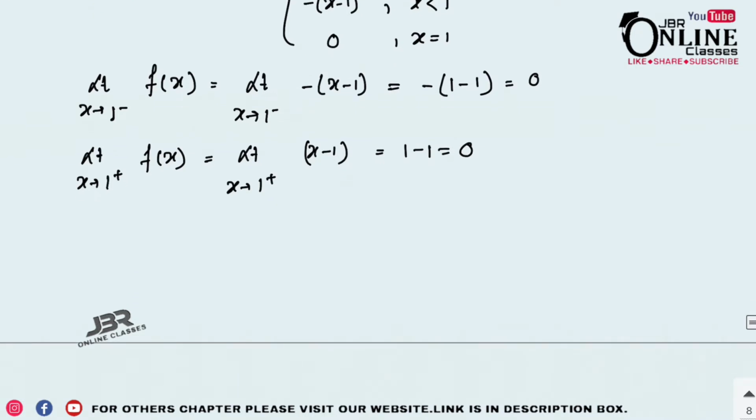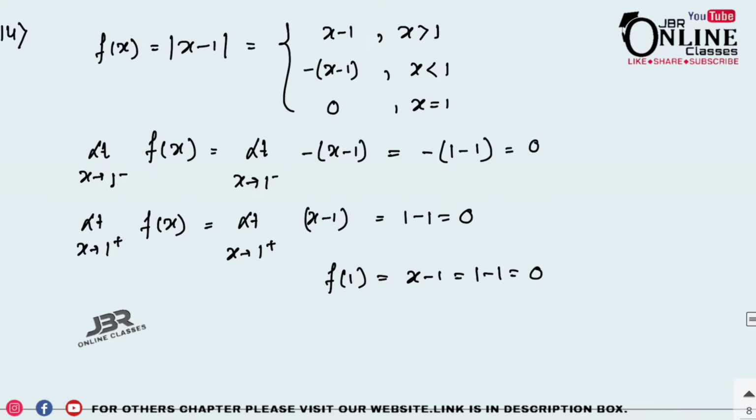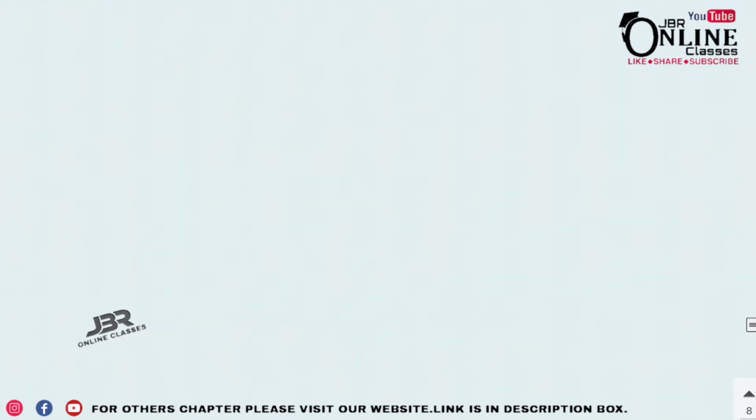Now just check for f(1). So f(1) equals x minus 1, that means again 1 minus 1, and that one equals also 0. So definitely f is continuous at x equal to 1. Now next, sum number 15. Sum number 15 is the same as the previous one. I hope you can solve this one. Now let's move on to sum number 16.